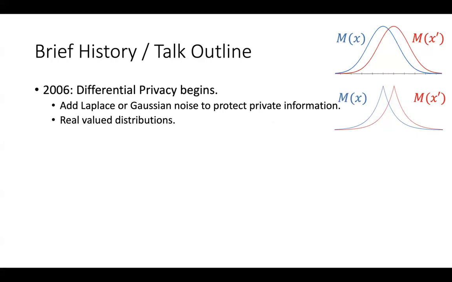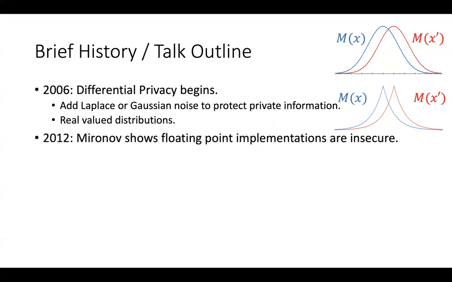But it's worth noting these are real value distributions. When you implement this on a computer, you're going to use floating point numbers. In 2012, a paper by Ilya Mironov showed that using floating point implementations of these distributions is actually insecure. There's a catastrophic privacy failure. The high-level idea is that if you look at the low-order bits of the output, this isn't correctly distributed, and you can basically reveal the private information due to numerical errors.